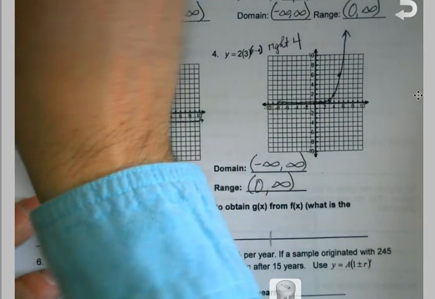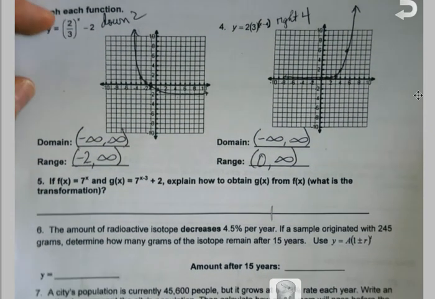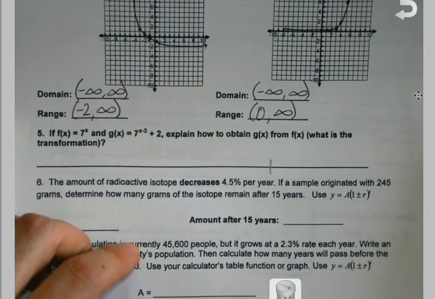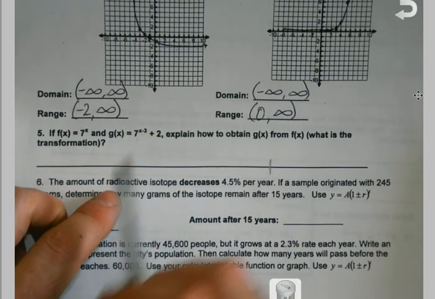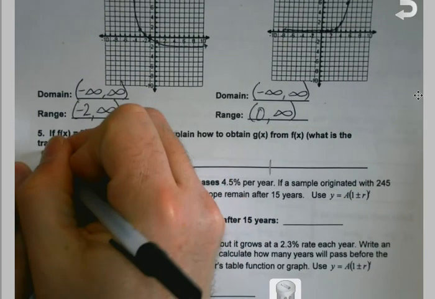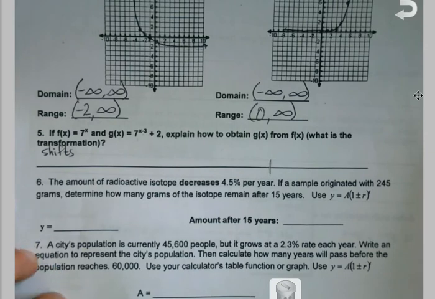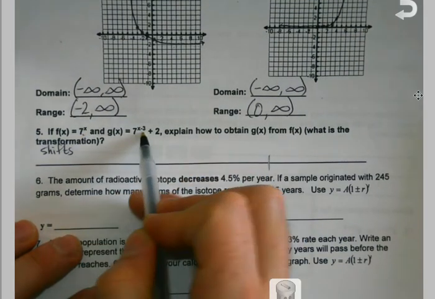So now, speaking of shifts, if f of x equals 7 to the x and g of x equals 7 to the x minus 3, plus 2, explain how to obtain g of x from f of x. What is the transformation? What are the shifts? Even though I will use the word transformation on the quiz, I'll warn you. What are my 2 transformations in going from this to this?